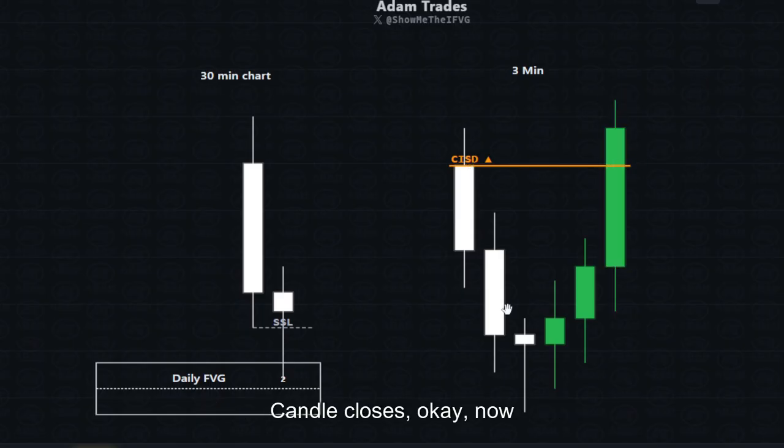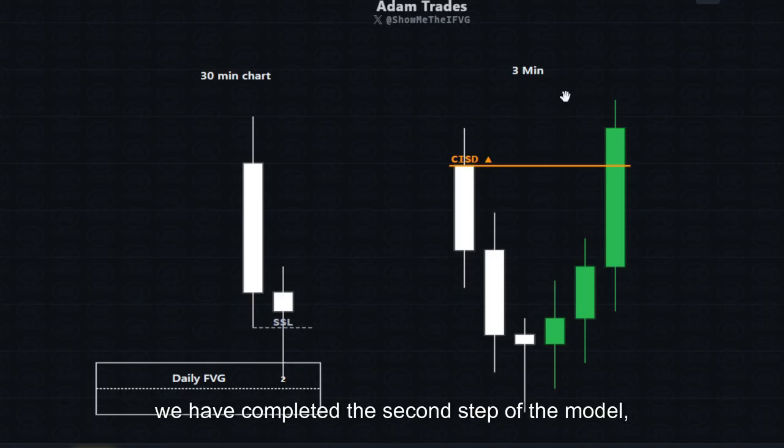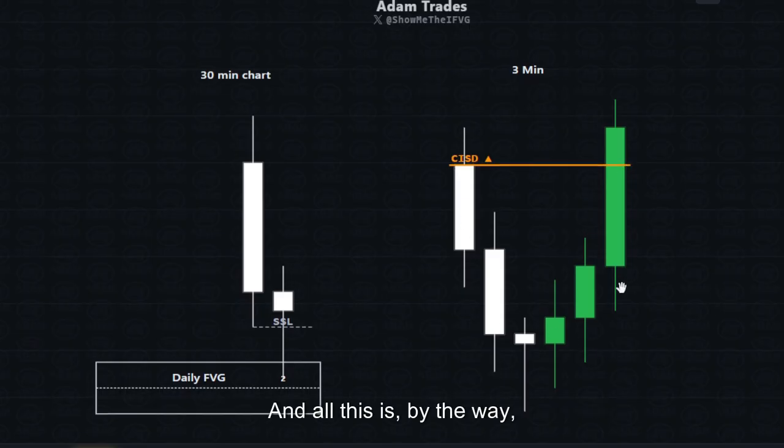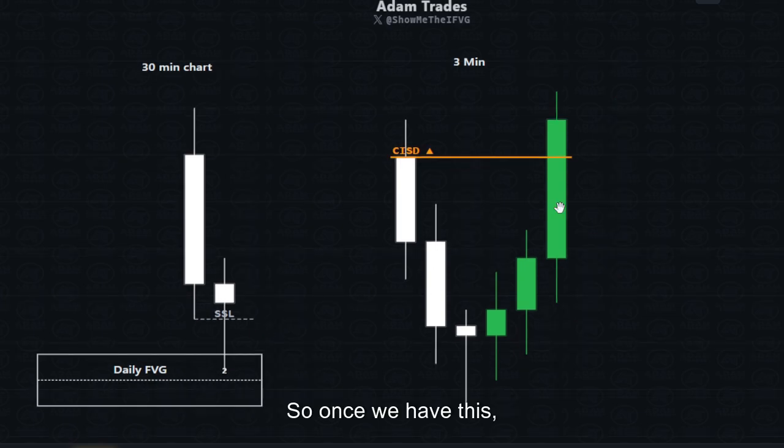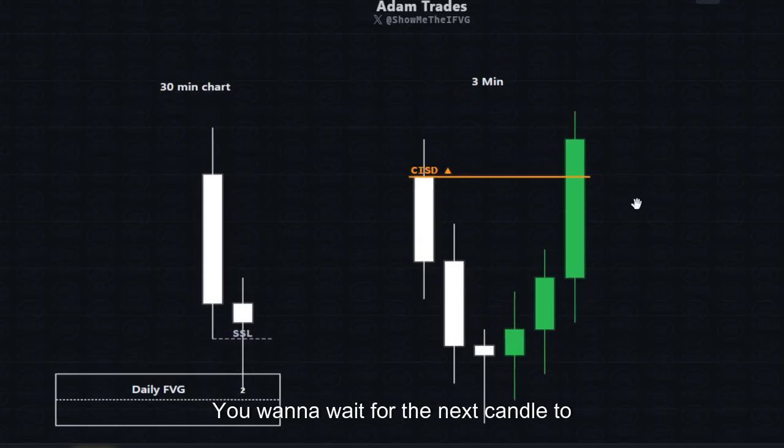Candle closes, okay, now we have completed the second step of the model. And all this is, by the way, is what? It's this wick. That's all that it is. So once we have this, we then look for entry. And when we're looking for an entry, you want to wait for the next candle to effectively come back in, create the fair value gap, or dip into the existing fair value gap. It depends on how the sequence happens. But you generally want some sort of retest, okay? Maybe it just touches this orange change in the state of delivery, all right? It can just touch here and you are good to enter.